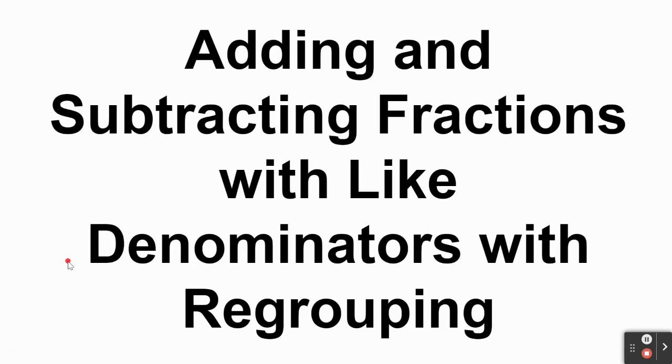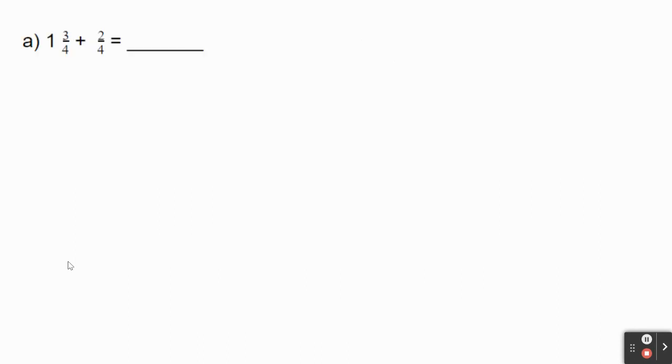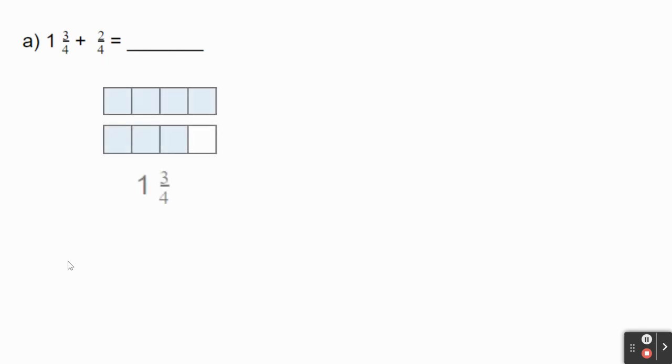Today we'll be adding and subtracting fractions with like denominators with regrouping. Let's start by adding 1 and 3/4 plus 2/4. We're going to represent both of these fractions using visual models. Here we have 1 whole and 3/4 of another whole shaded plus 2/4.